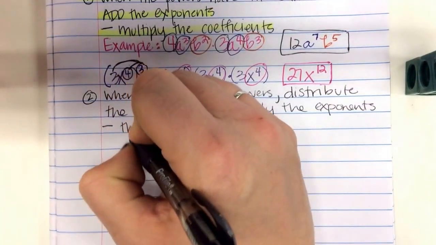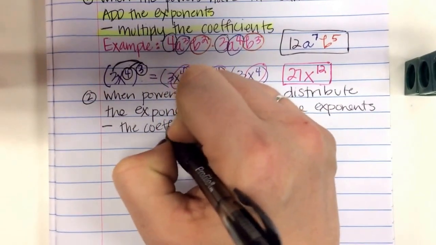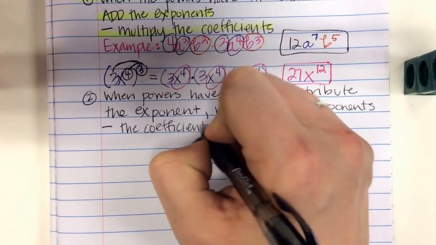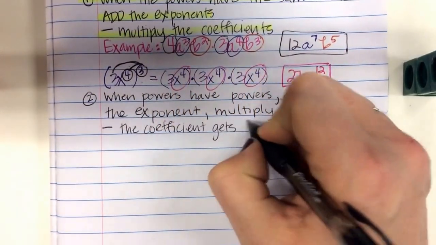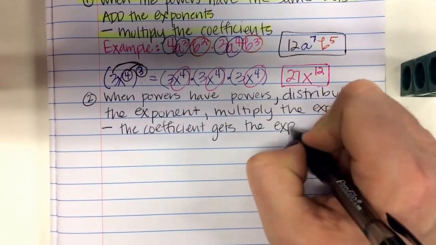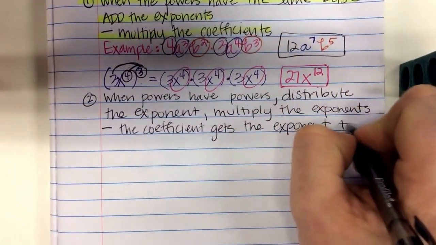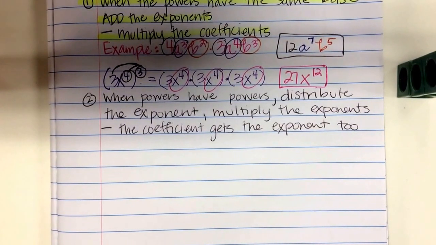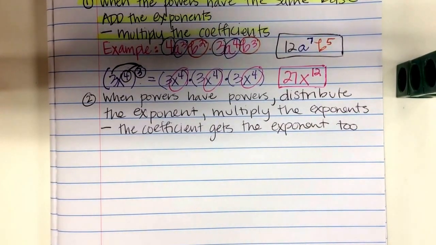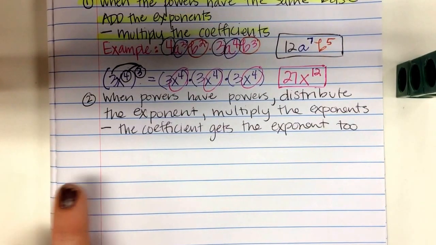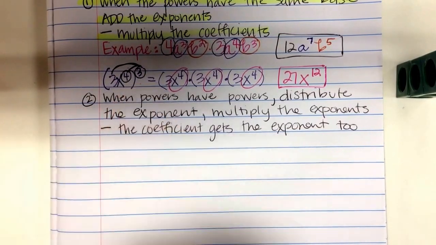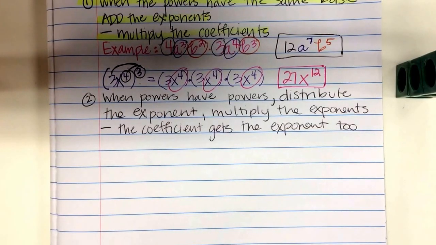Don't forget the coefficient gets the exponent too. Don't forget that. That's the most common thing people forget. They're going along and they multiply, but they forget to distribute before they multiply.